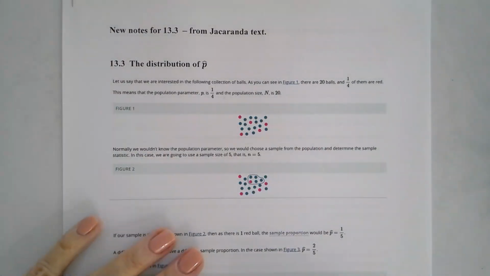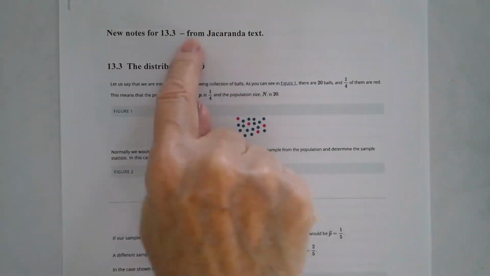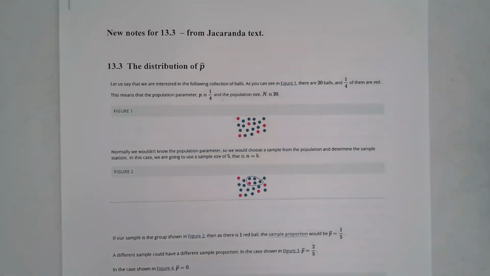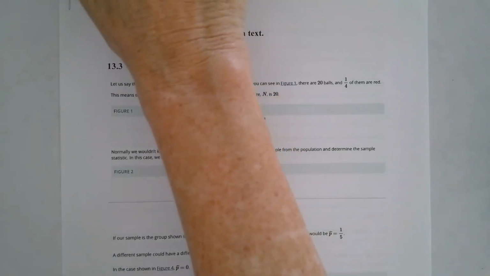Okay, here we go. So 13.3, this stuff from the Jacaranda text is replacing what's in your booklet, right? You're not using what's in there, except later we're going to use this crazy thing that we made. I'm recording. So let's look at what this says here, and this will help us out for starting.